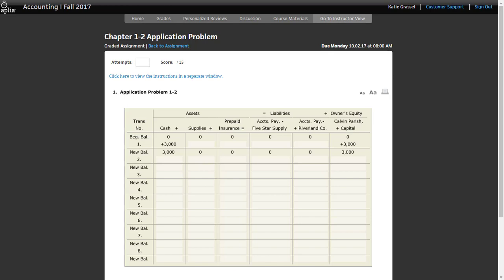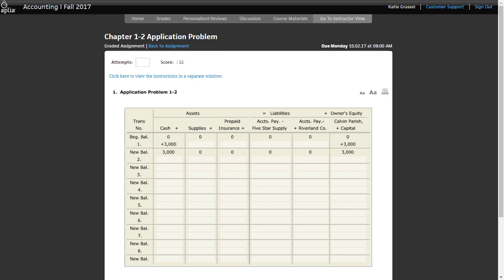The first transaction, we received $3,000 worth of cash from the owner as an investment. So if we receive cash from the owner, you did before, cash is going up, right? So you will notice right here, this is number 1 for transaction. We have a plus 3,000 right here for cash, because cash went up. Before we just did a plus. Now we're doing a plus and the amount that the owner put in.